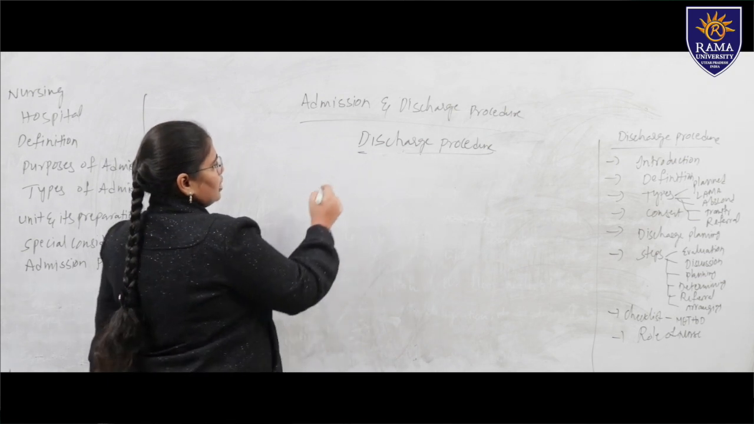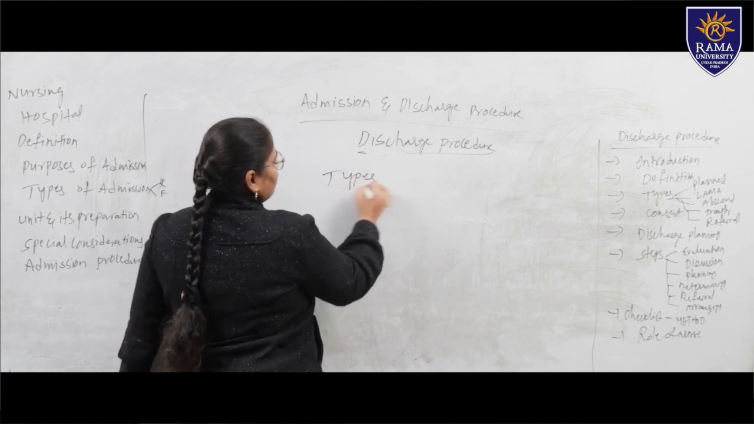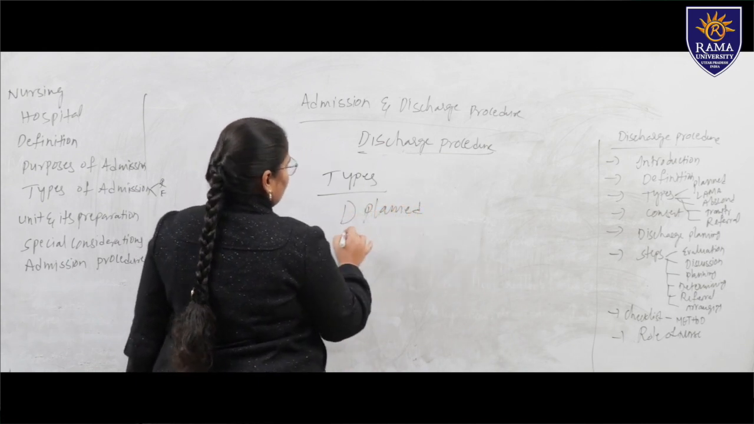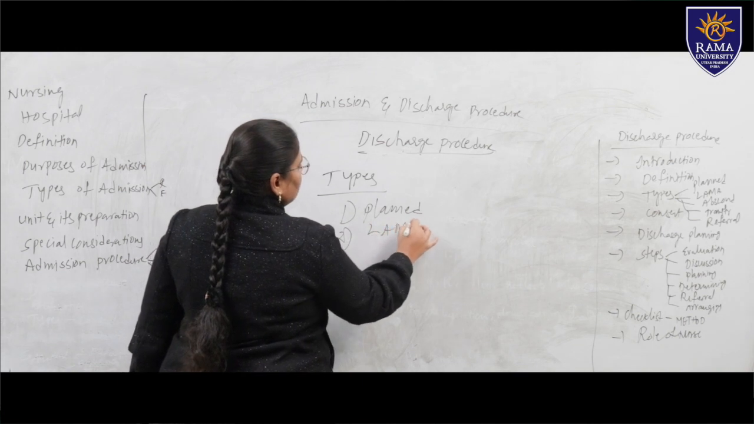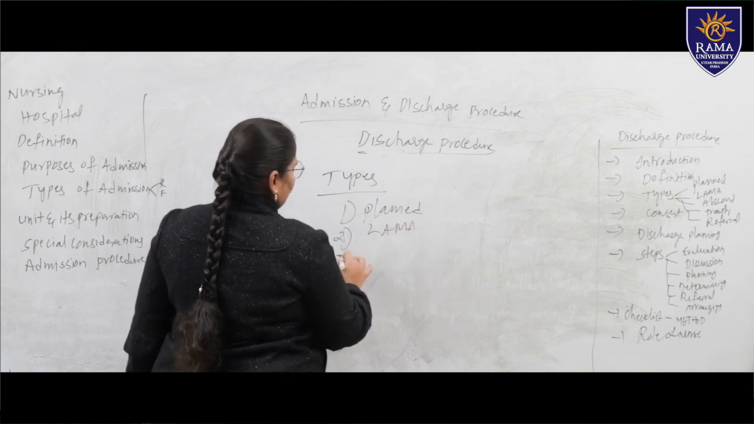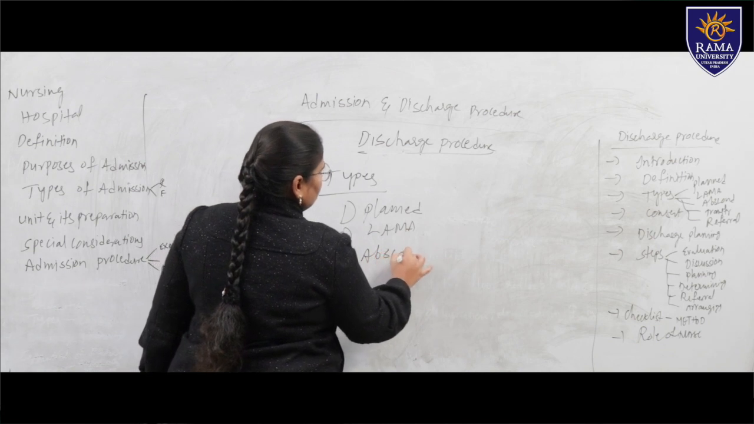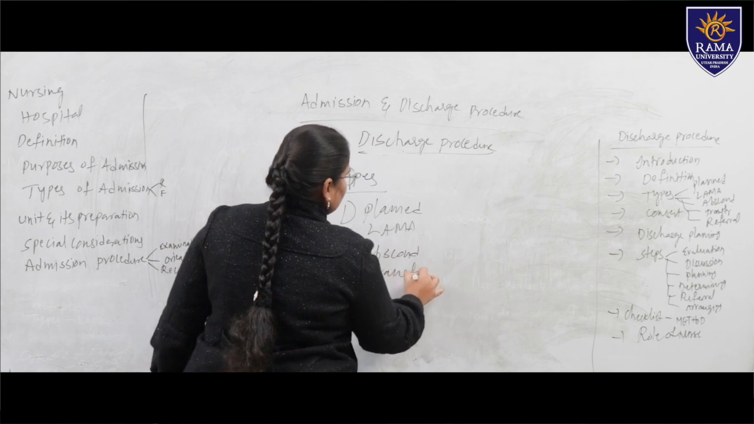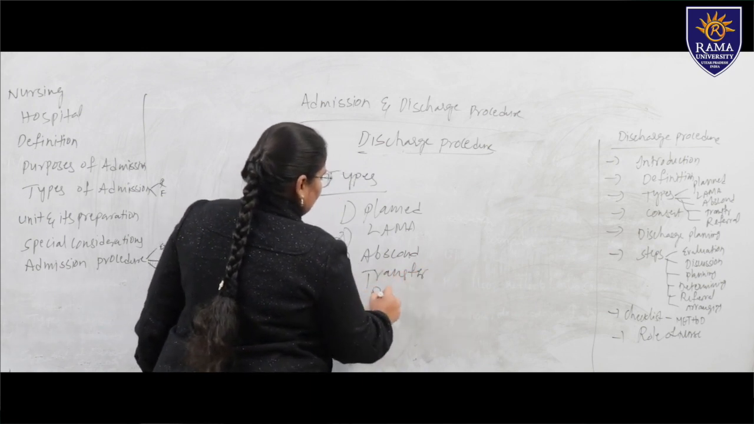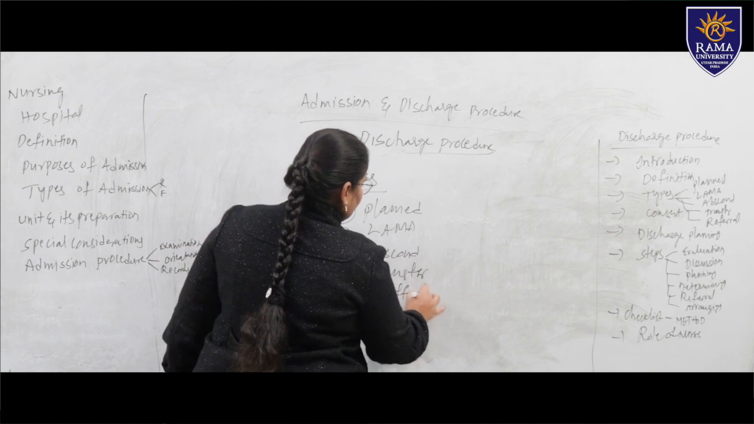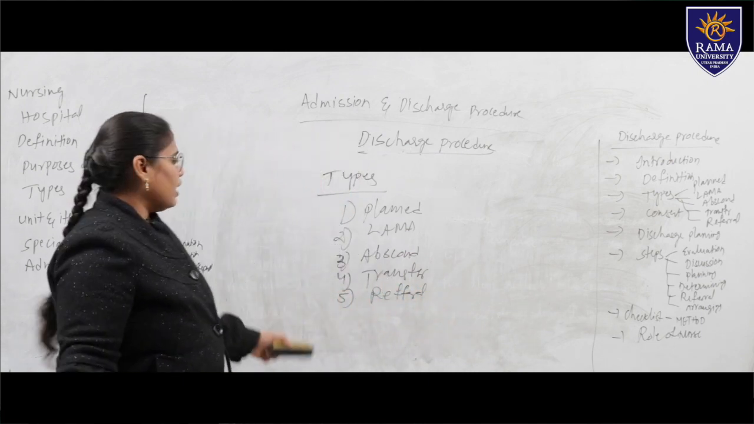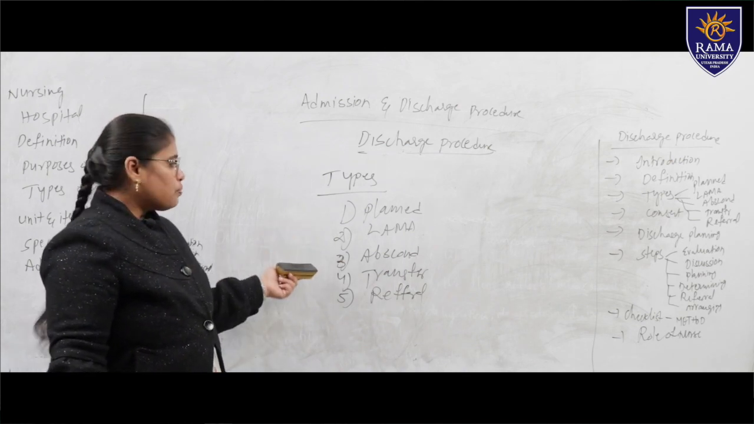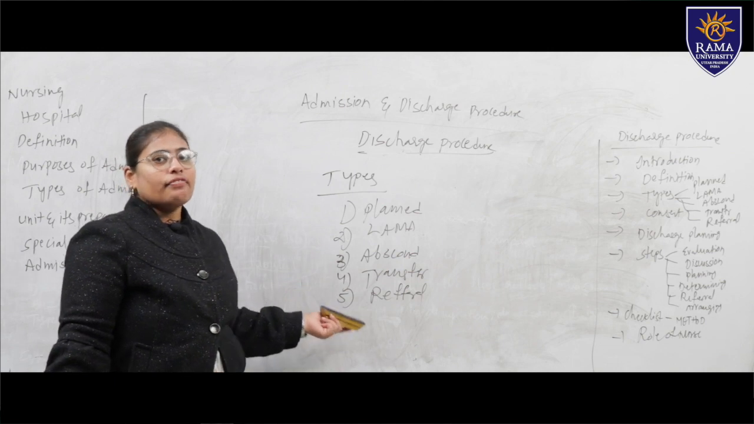There are some types of discharge. The first one is planned discharge, the second is LAMA, the third is abscond, the fourth is transfer, and the fifth is referral. So there are 5 types of discharge: planned discharge, LAMA, abscond, transfer and referral.